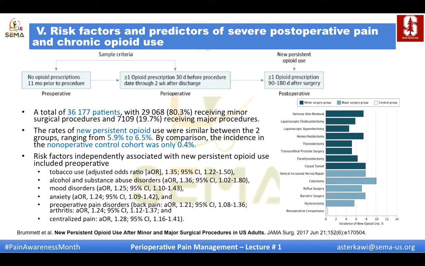And it's a very important time to work hard to minimize this risk, minimize the risk of addiction, and participate in avoiding the opioid crisis that we all hear about nowadays. So they also looked at risk factors independently associated with new persistent opioid use, which are tobacco use, alcohol and substance abuse, mood disorders and anxiety, preoperative pain, and centralized pain.